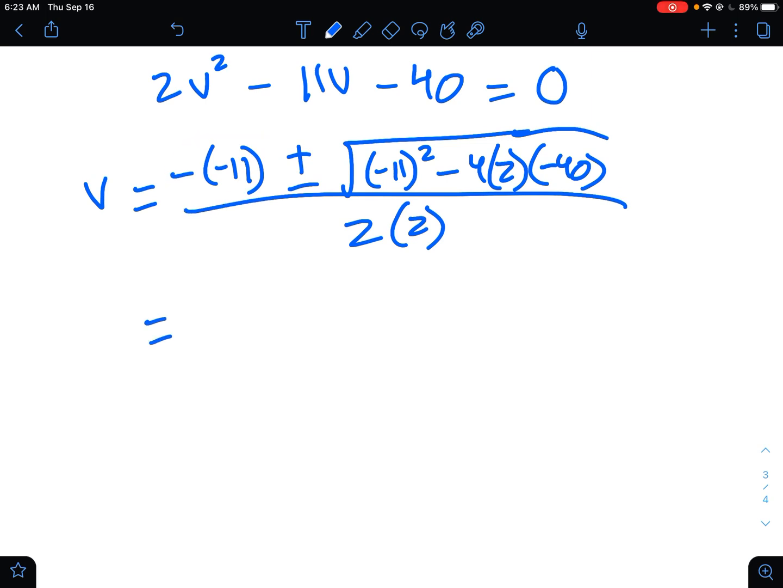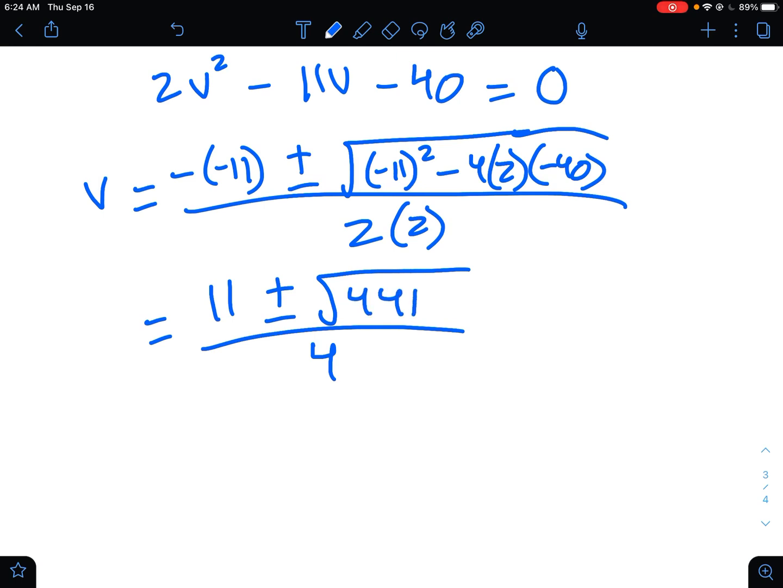Negative of -11 is positive 11, plus or minus the square root of something. I'll get there in a second. 2 times 2 is 4, so that goes on the bottom. So now you plug this in. -11 squared, and make sure when you put it in the calculator, again, it has parentheses, minus 4 times 2 times -40. Equals, you get 441. I wonder if that is a perfect square. It might be. Oh, it is.